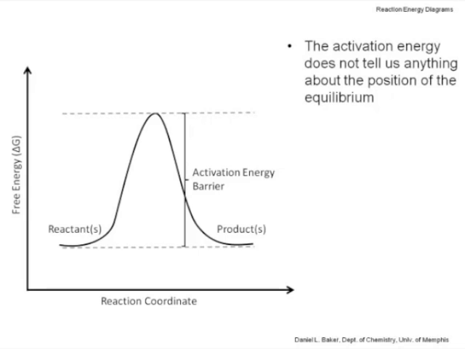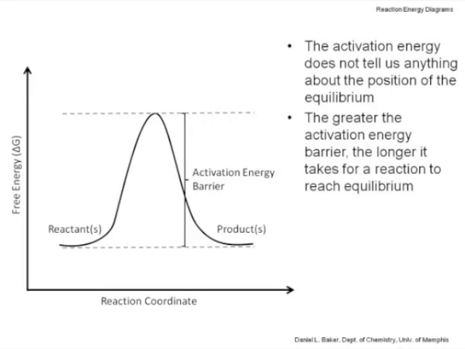So just like the positions, the relative energies of the reactants and products tell us something about the position of the reaction at equilibrium, and they don't tell us anything about how fast we get there. The activation energy barrier tells us how fast we get there, but doesn't tell us anything about the position of our reaction at equilibrium. So one characteristic tells us one thing, and the other tells us the other important factor, and only together do they tell us what's going on with that reaction.